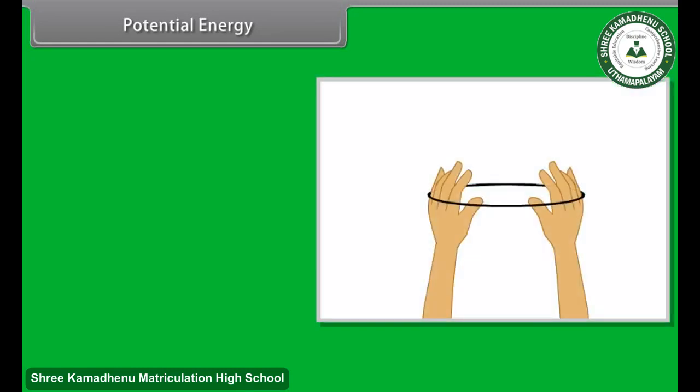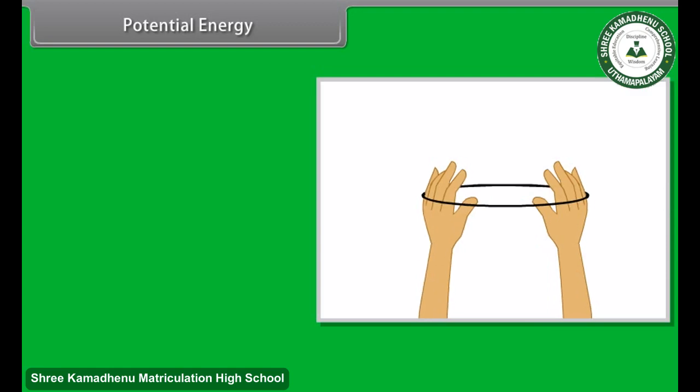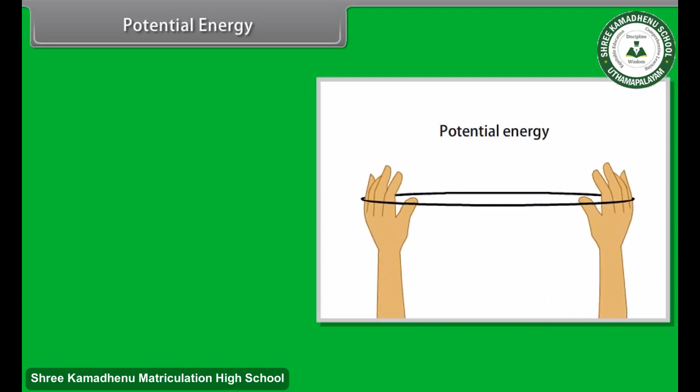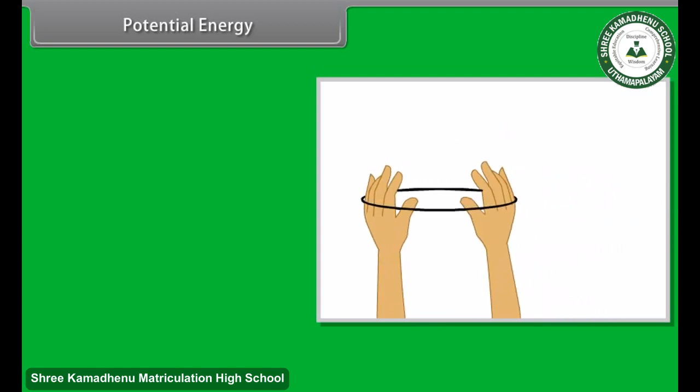Potential energy. To understand potential energy, let's do an activity. Take a rubber band. Hold it at one end and pull from the other. You will see that the band stretches. Now release the band at one of the ends.